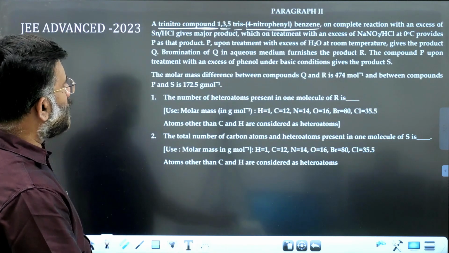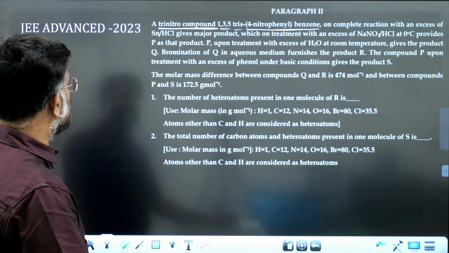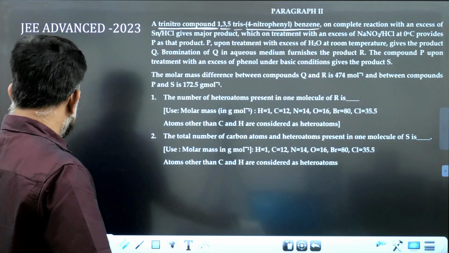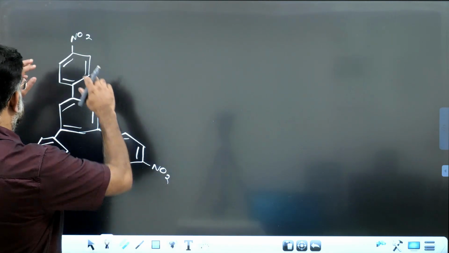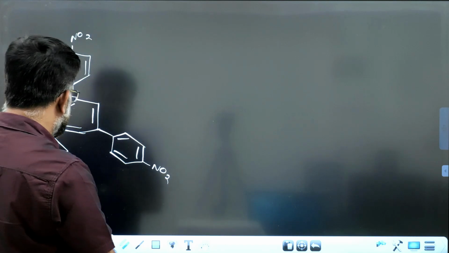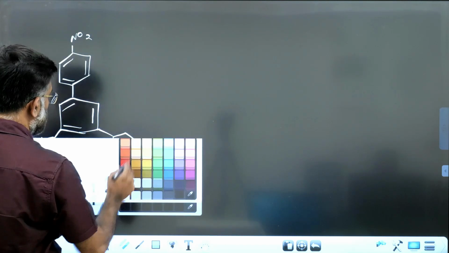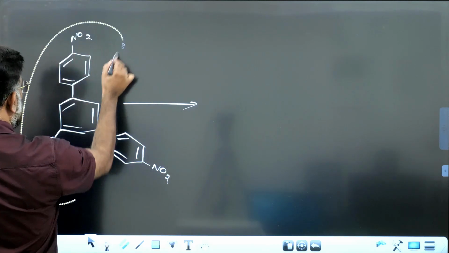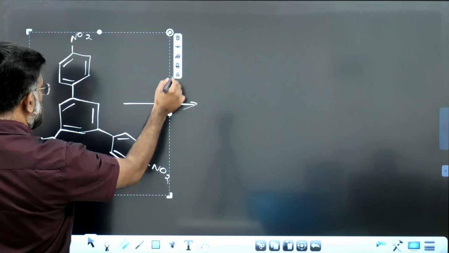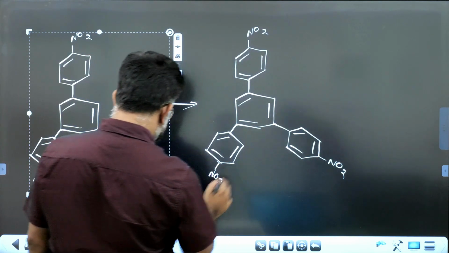Now, that is on complete reaction with the excess of Sn/HCl, give the major product. Tin with HCl, you know what will happen? Tin with HCl, excess: all NO2 will be reduced to NH2 group. So what will be the result? NO2 reduced to NH2. Isn't it an NCERT reaction or not?